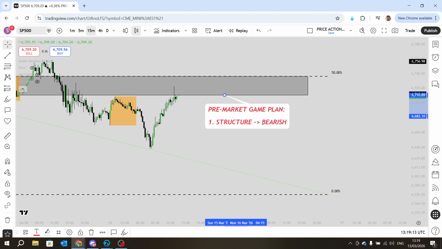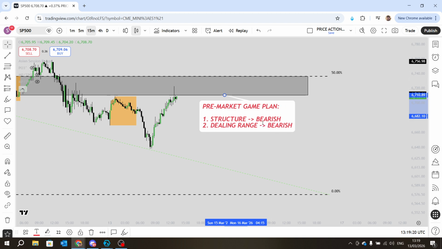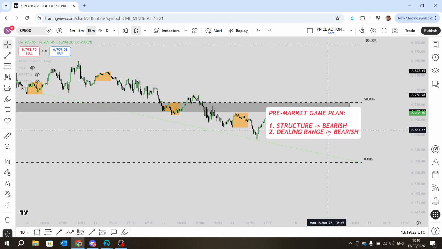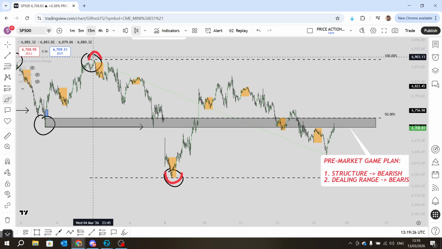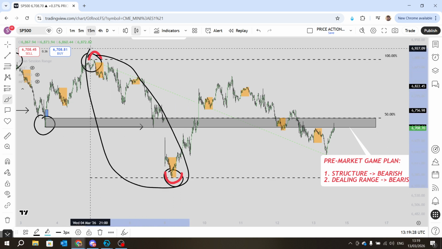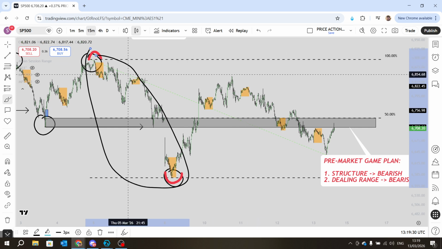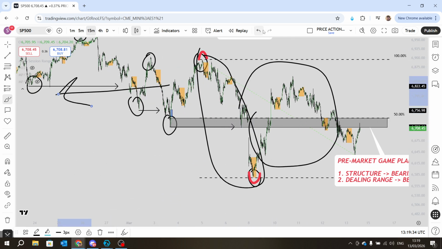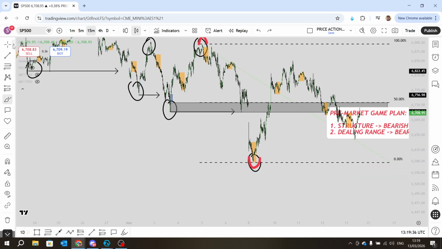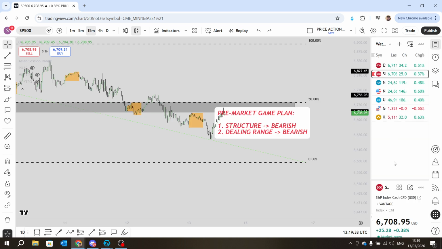Now, by definition, we would also have a bearish dealing range. So our dealing range is bearish too. I get questions about the dealing range, but the dealing range is nothing more than this entire section here. This is the dealing range right here. Anything in between is a dealing range. Anything outside is not a dealing range. So we need our structure, we need our dealing range.